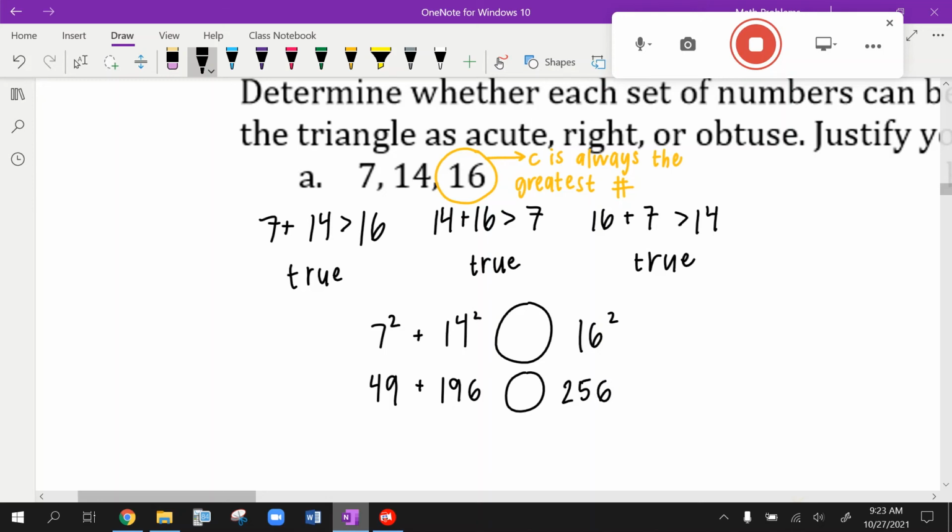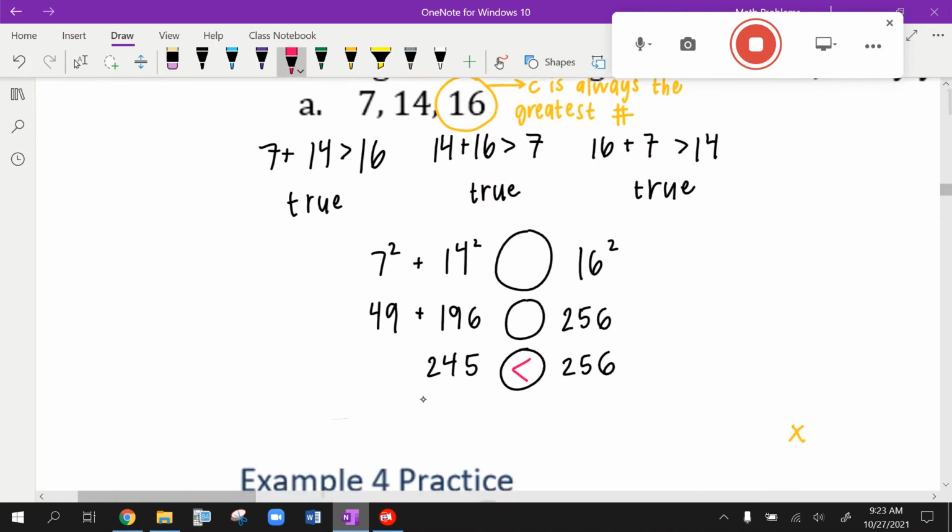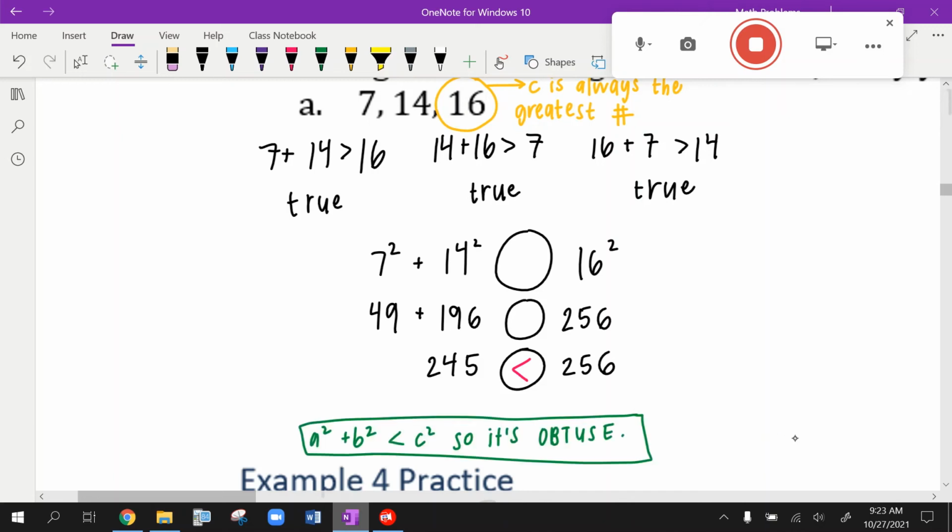So we'll combine the left side together. 49 plus 196 gets us 245. Is that less than, greater than, or equal to 256? 245 is less than 256, so I have a squared plus b squared is less than c squared. Therefore, I'll know that this is an obtuse triangle.